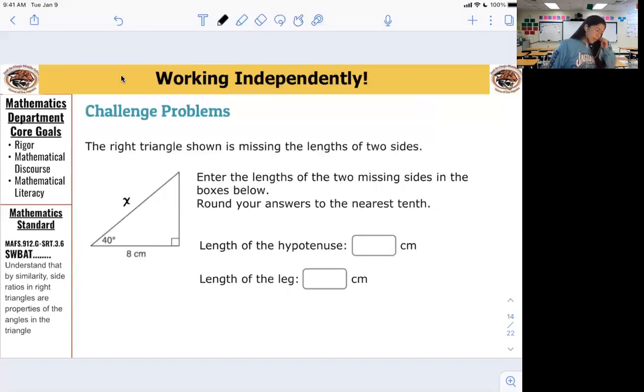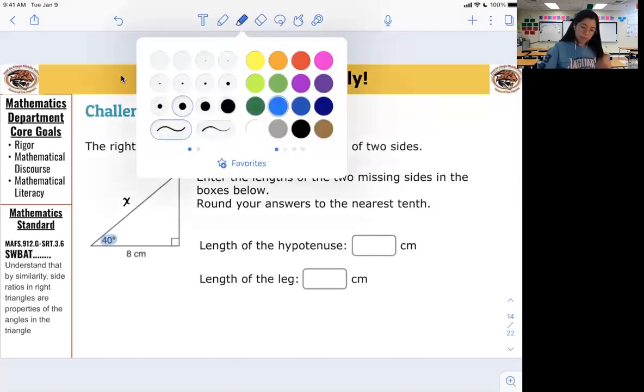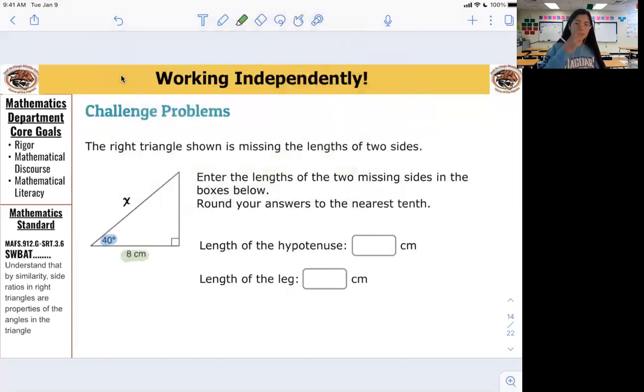Now here's what we always have to do. We're trying to find the value of X. And we have 2 things that we know. We know this angle 40, and we know this side length. And what you always want to think about is which ratio you want to use. So do we want to use sine? Do we want to use cosine? Or do we want to use tangent?